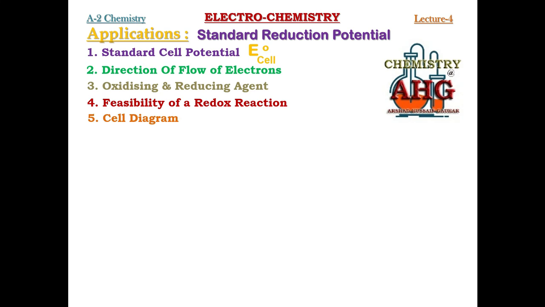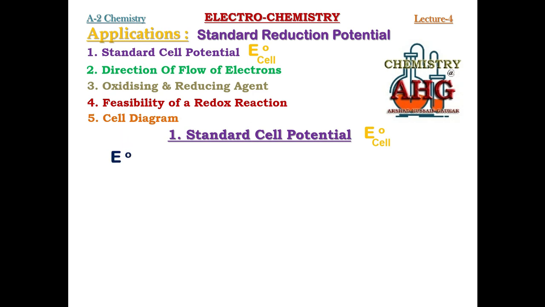First of all, how can we determine the standard cell potential of a cell, E naught cell? Remember, cell potential can be determined by using two formulas. Why two different formulas? Because one formula is for the electrochemical or voltaic cell and the other is for the electrolytic cell. In one cell, electrical energy is generated, and in the electrolytic cell, electrical energy, voltage, is consumed. So how will you come to know that? Let's look at the example.